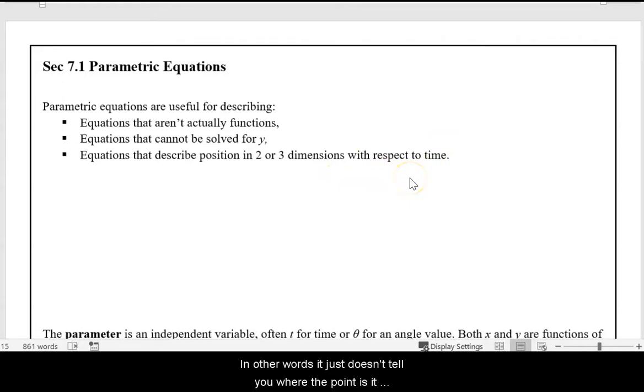In other words, it just doesn't tell you where the point is, it tells you when the point is there. This is something that you cannot get from a regular rectangular coordinate system graph. It only tells you that the point is there. In order to find out when it's there, you would have to do something separate to find the time.